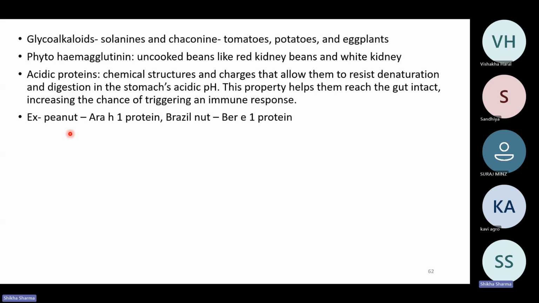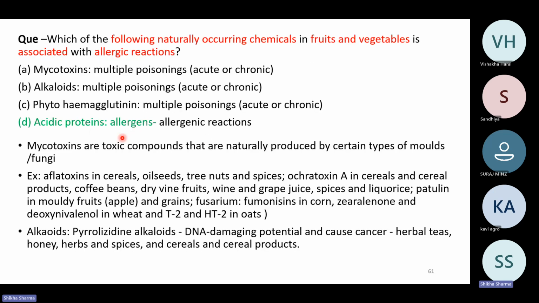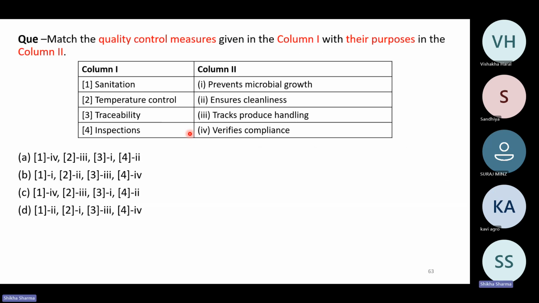Like in peanut, many people are allergic to peanut, and in peanut the Ara h 1 protein is there. Some are allergic to nuts like Brazil nut, in which the Ber e 1 protein is there. These proteins trigger an immune response, and because of that allergic reactions will be there. Is this question clear? Can we move to match the following?